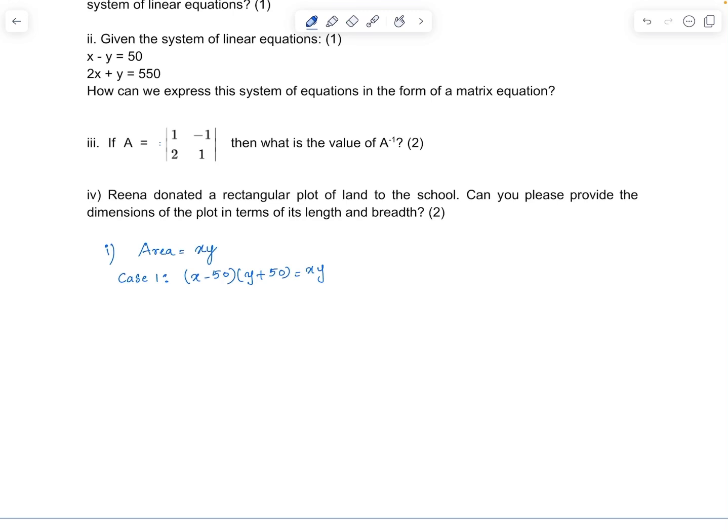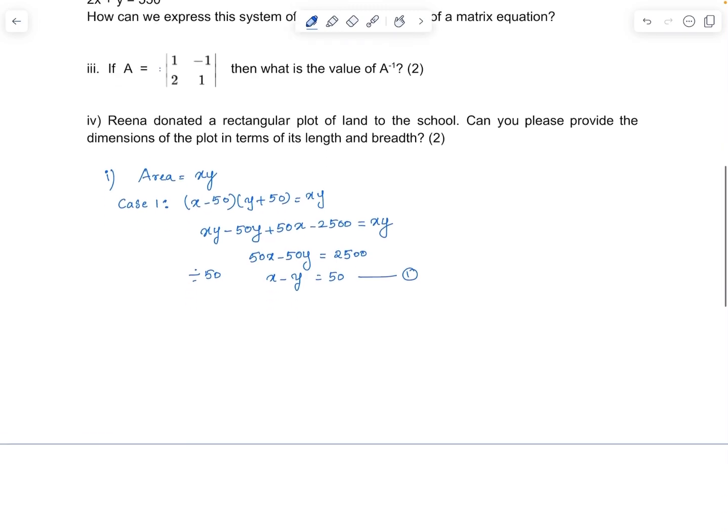On expanding the left hand side, we get xy minus 50y plus 50x minus 2500 is equal to xy. 50x minus 50y is equal to 2500. Dividing the entire equation by 50, we get x minus y is equal to 50. So this is equation 1.